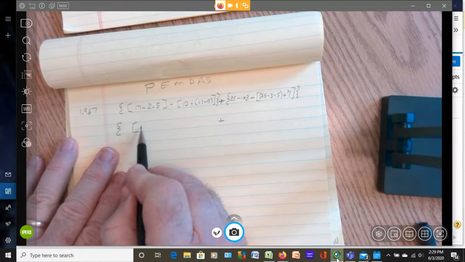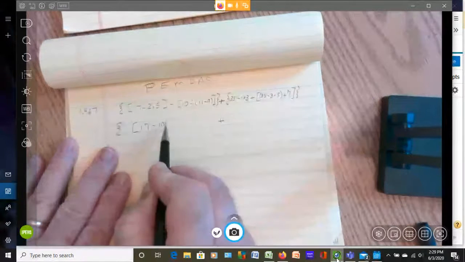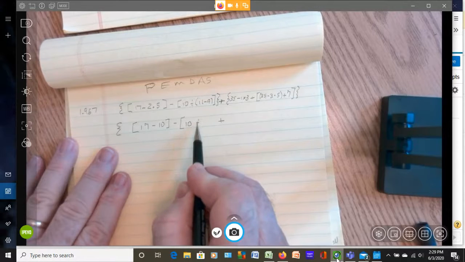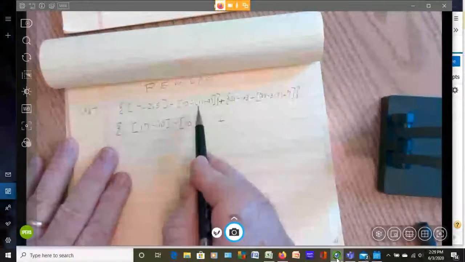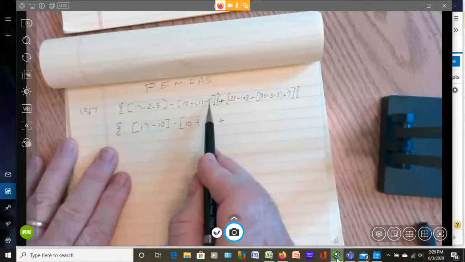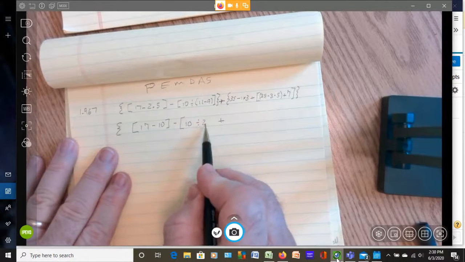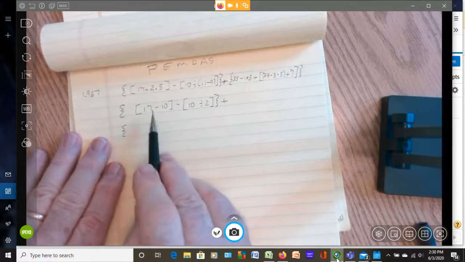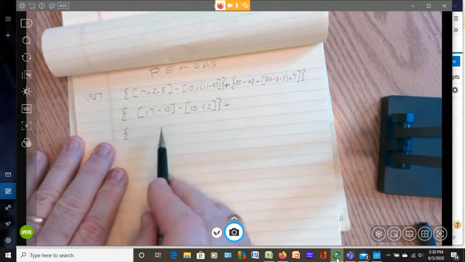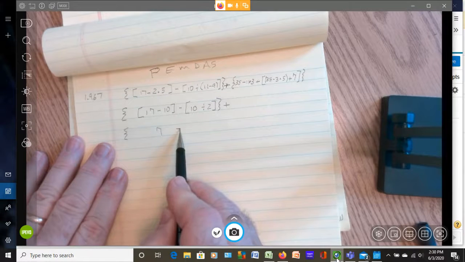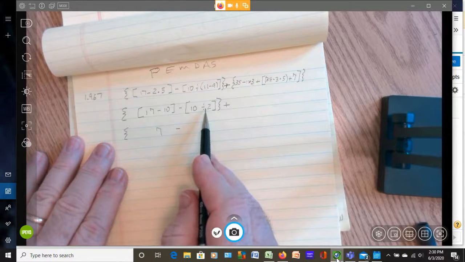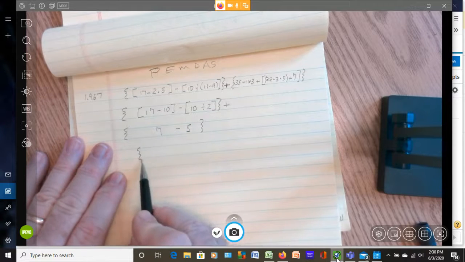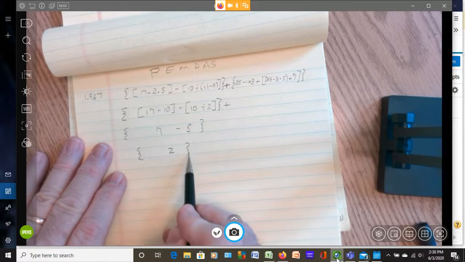And so what we must have first is 17 minus 10, minus 10 divided by 11 minus 9, which is what, 2? Okay. Now, 17 minus 10 is 7, minus 10 divided by 2 is 5. 7 minus 5 is 2.